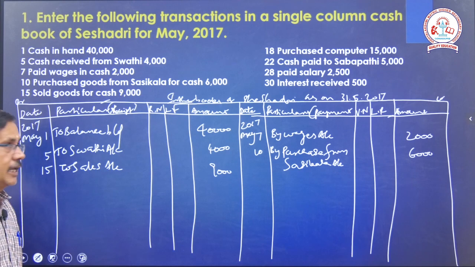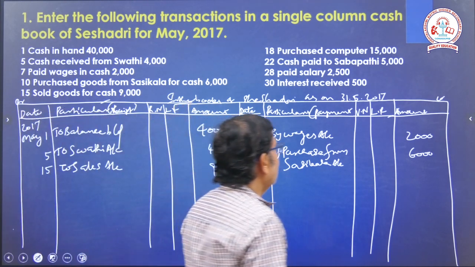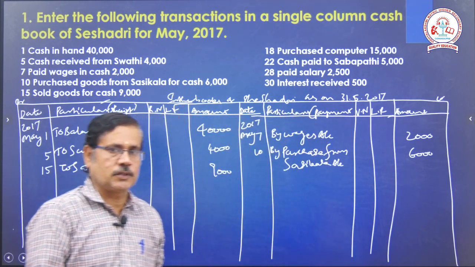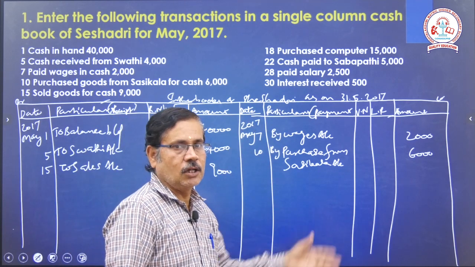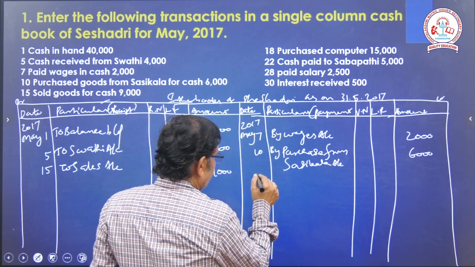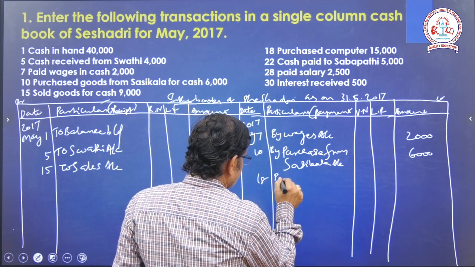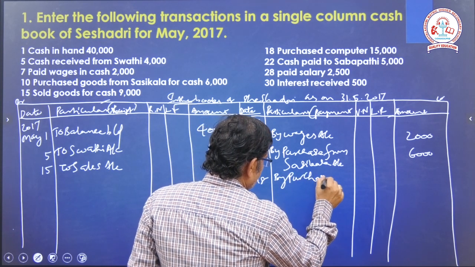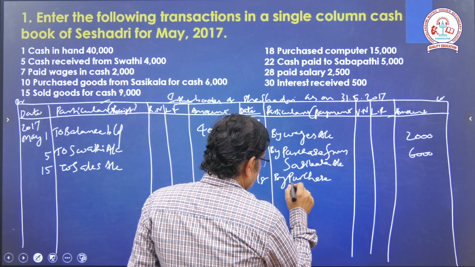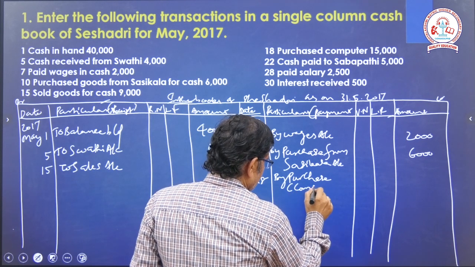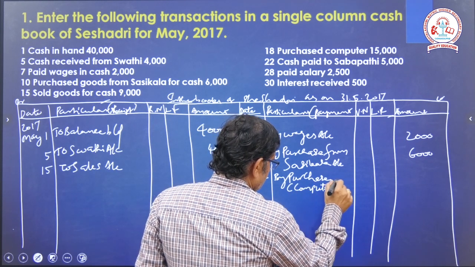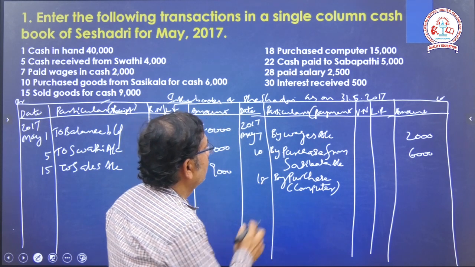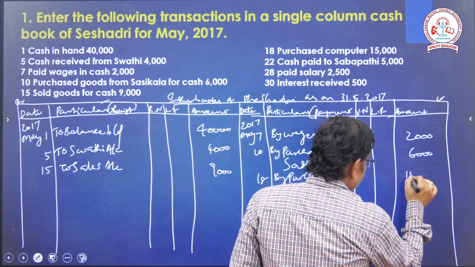Next, the date is 18, purchased computer 15,000. We paid money, so it goes to the payment side. Write the date here, 18, by purchased computer, and write the amount here, 15,000.